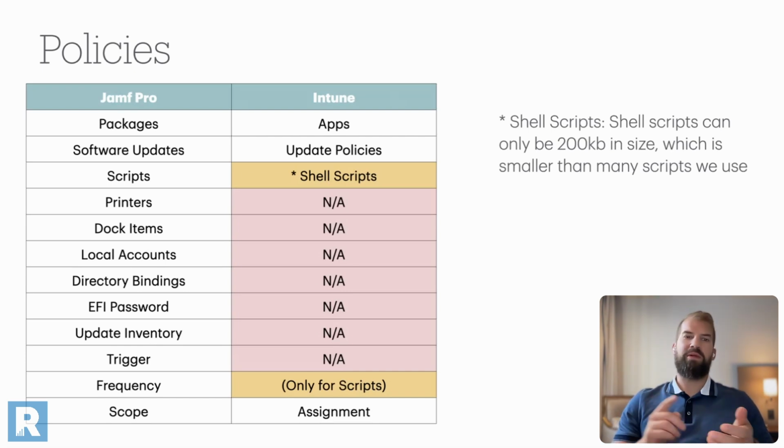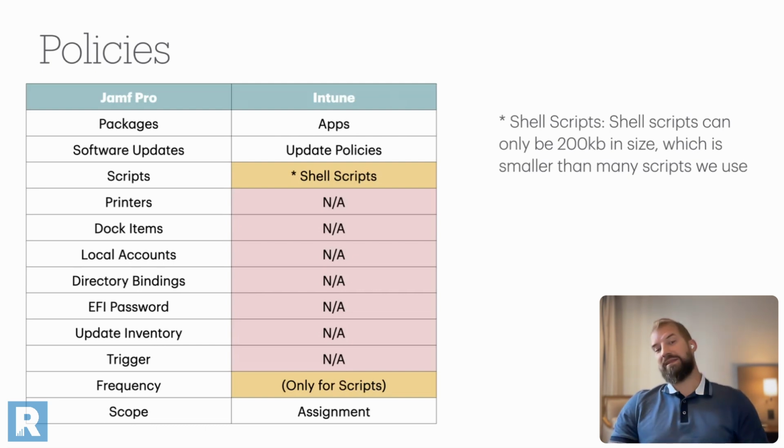And then in Jamf Pro, you can deploy printers, dock items, local accounts, directory bindings, EFI password. You can update the inventory, and you can also, and this is really important, set triggers. None of this you can do in Intune. Setting triggers is important because that's something we use in a lot of our custom workflows across many of our custom tools, or if we need to do something in a unique way through a script, or just having things happen at certain times. Triggers are a really big part of Jamf policies, and that is something you can't do through Intune.